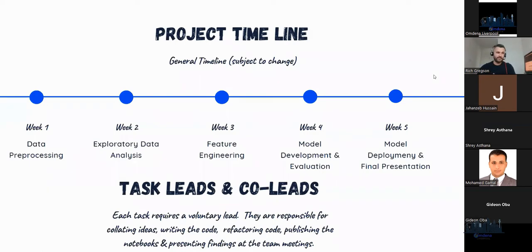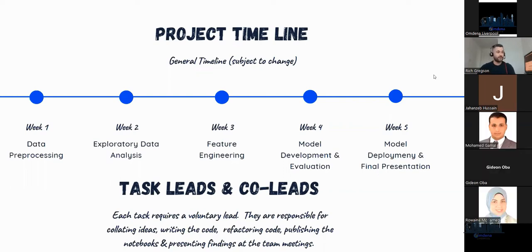And the final presentation, I'll get to that in a moment. I just want to bring your attention to the task leads and co-leads. Now, each task requires a voluntary lead, and the task lead and task co-leads are responsible for writing the notebooks, keeping the notebooks up to date, refactoring all the code and publishing them onto our GitHub, and also presenting our findings at the team meetings.